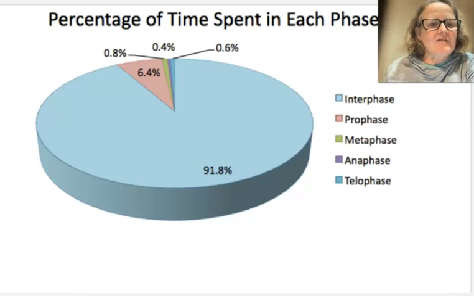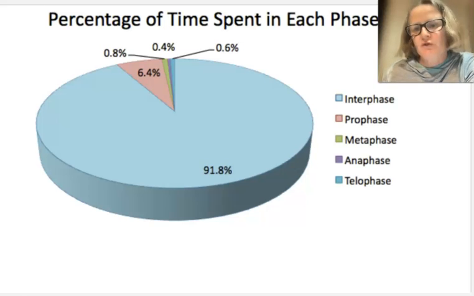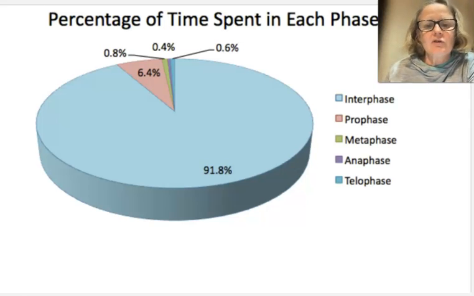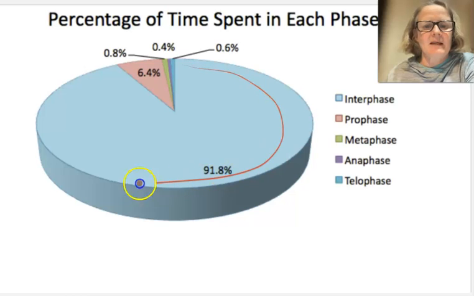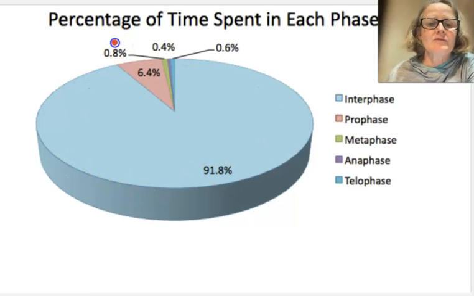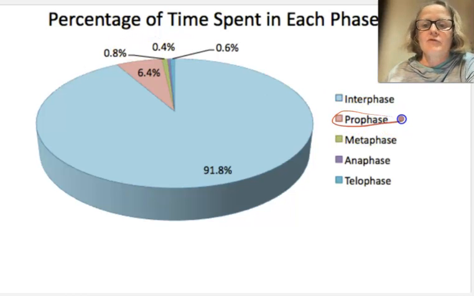So in this video we're going to have a think about what the cell actually does most of the time. And if you have a look at this graphic, you will notice that most of the time the cell is in interphase. It's only actually doing division for a really short amount of time. And when it is doing division, most of that time is spent in prophase.